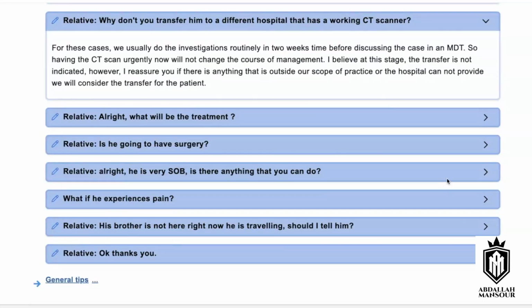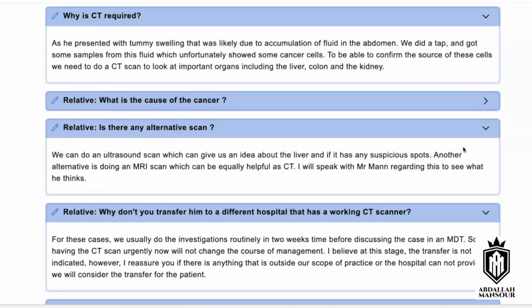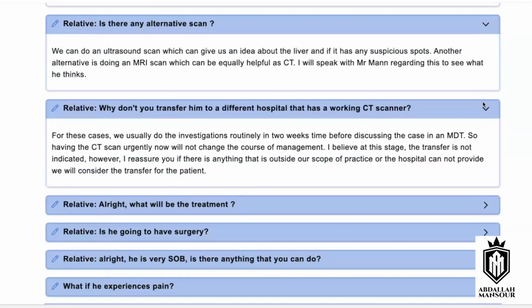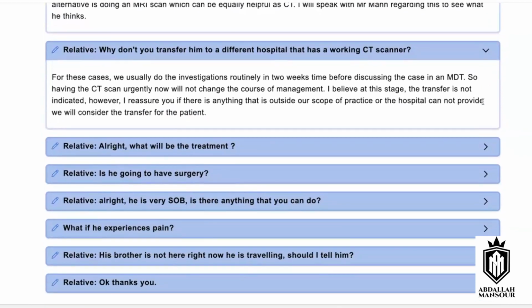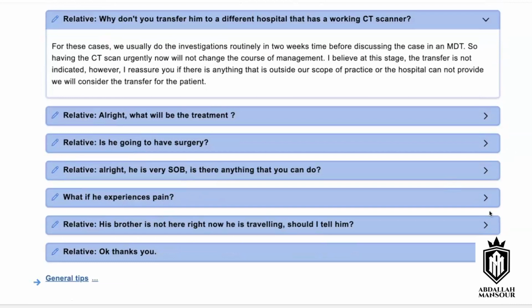At this point of time, it's difficult for me to say if surgery is required or not. Once we get all the investigations done, we have the final diagnosis, and we get to know at what stage the disease is, it will be discussed by a multidisciplinary team, and we'll inform you and discuss all the treatment options with you and update you about it. Okay.